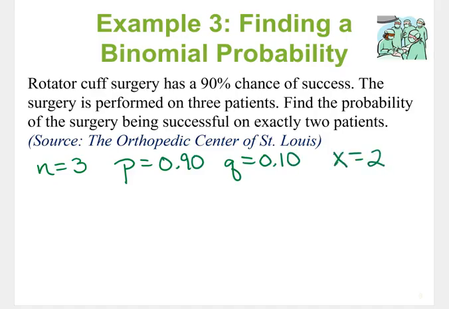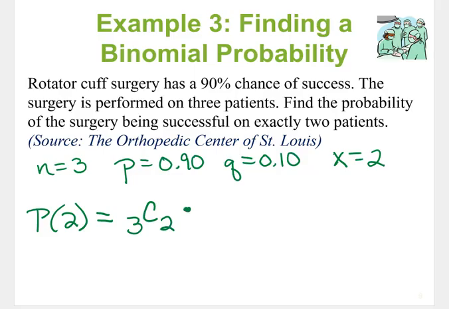So we have 2 successes. All right, so we are going to find P of 2, and we are going to use that formula. So we are going to start with 3 surgeries. We're going to find combinations of 2. So we have to find out how many different ways 2 of those surgeries could be successful.